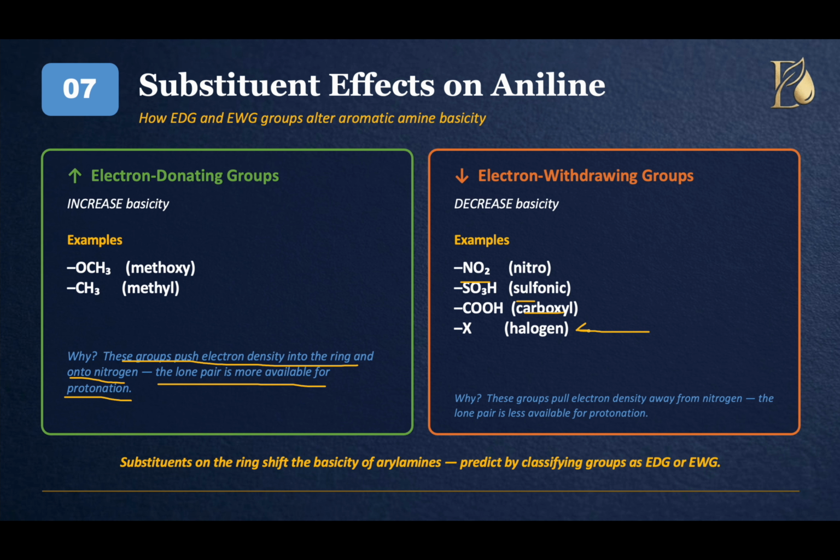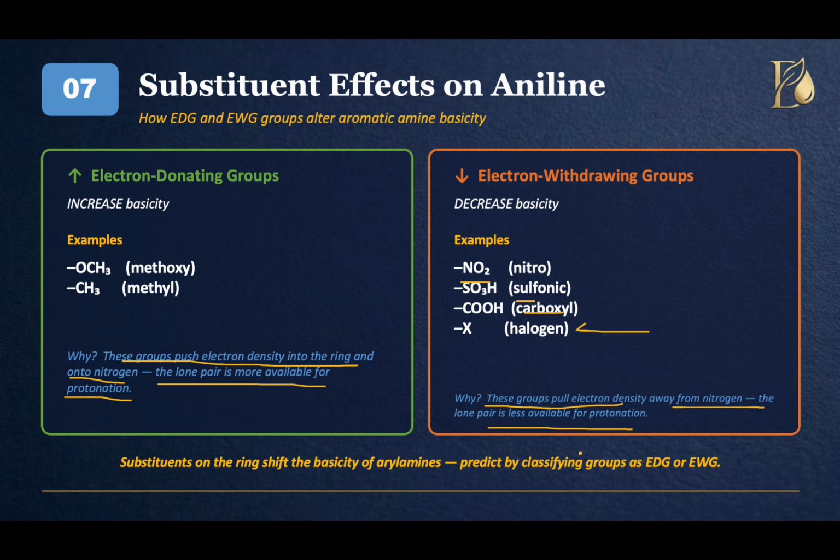Therefore, we can say electron withdrawing groups decrease the basicity of aniline. So what is the reason? These groups pull electron density away from nitrogen. The lone pair is less available for protonation, so they are less basic than aniline. We can say basicity of aromatic amines depends not only on the resonance but also on the nature of substituents attached to the ring. Electron donating groups will increase basicity while electron withdrawing groups will decrease the basicity.